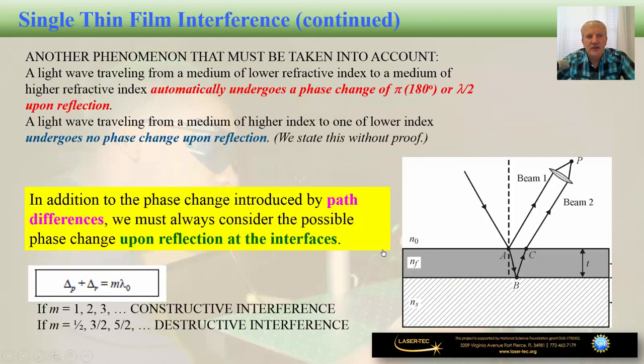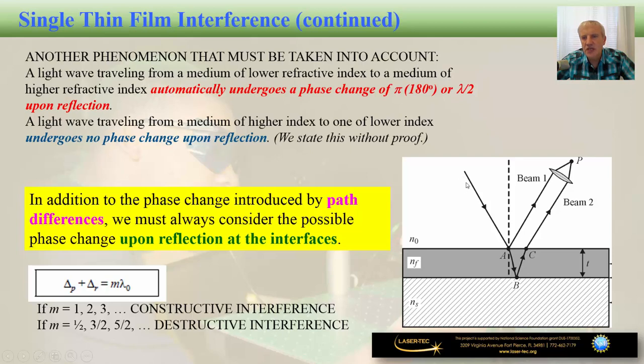When we are analyzing single thin film interference, it's important to mention a few other concepts that have to be taken into account. We are not going to offer you the proof for some of the statements that you're going to see on this slide, because that goes beyond the level of this class. However, remember that a light wave traveling from a medium of lower refractive index to a medium of higher refractive index automatically undergoes a phase change of 180 degrees, or half a wavelength.